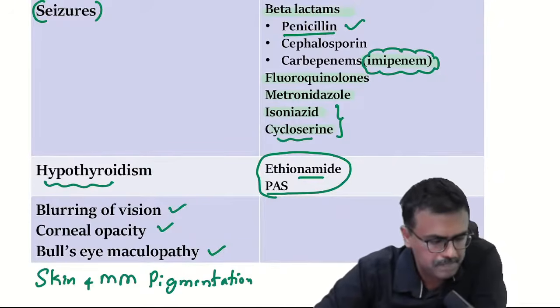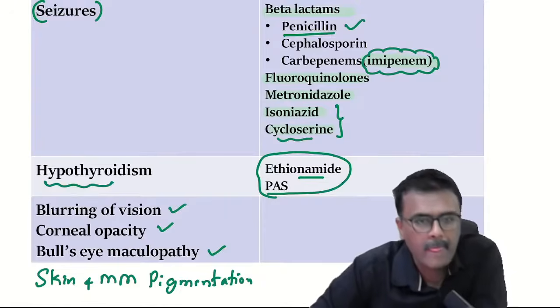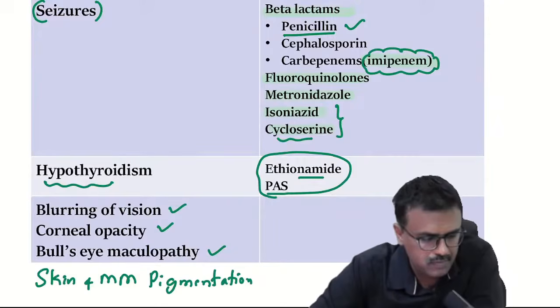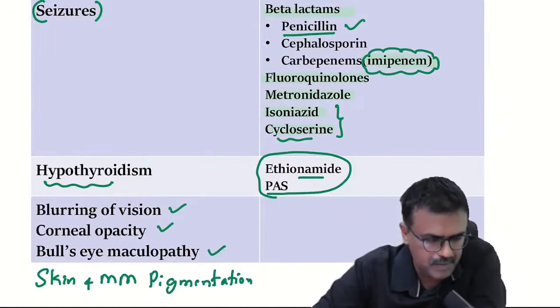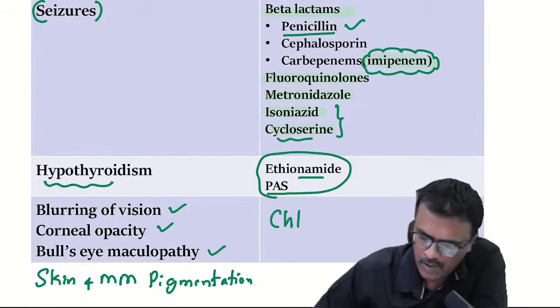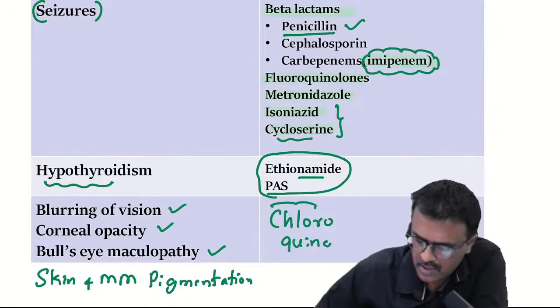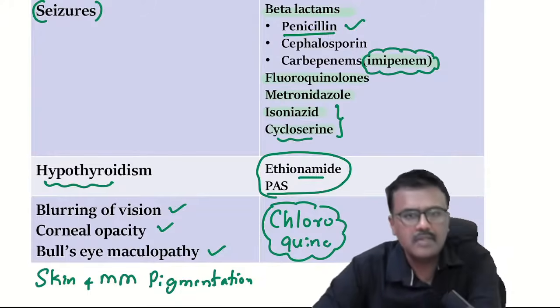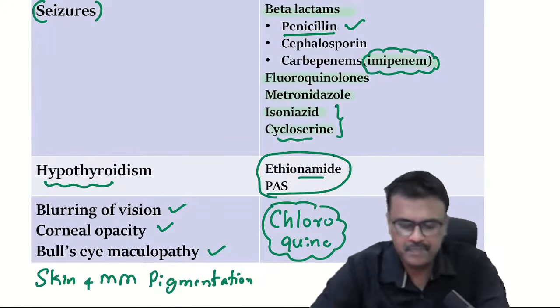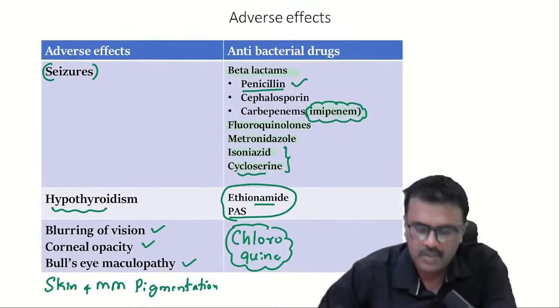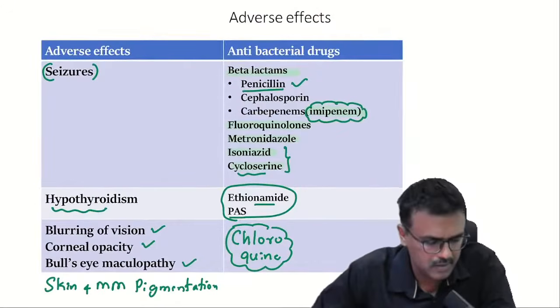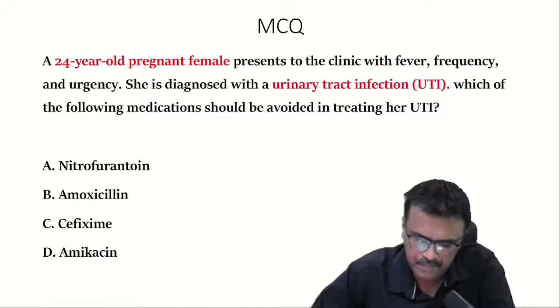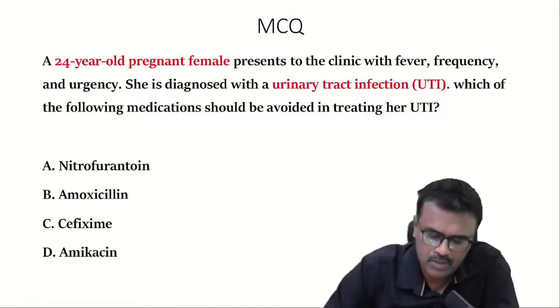Yes, which drug? The drug name is chloroquine. I call chloroquine the color queen because it causes pigmentation. The name is chloroquine. So these are the adverse effects of antibacterial drugs. Yes, Rama, you're right. Now let's move on to the next question.